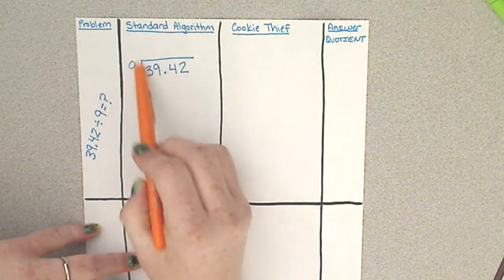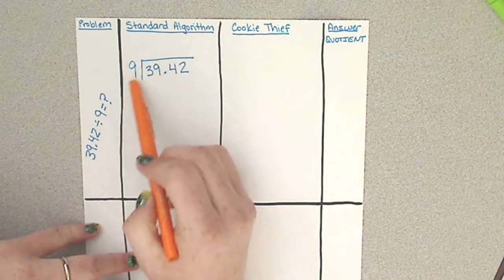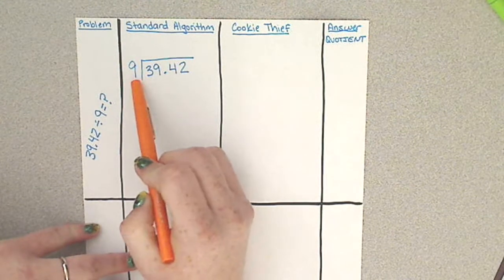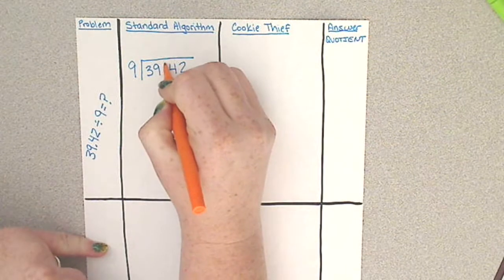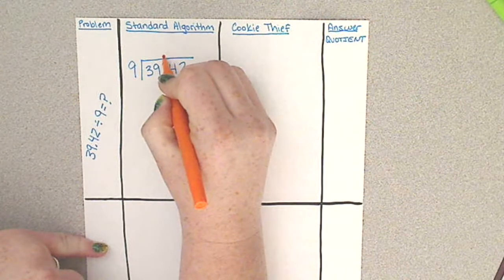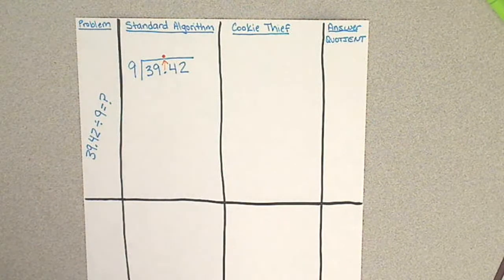There is no decimal in our divisor. It's simply a whole number. So therefore, in our dividend, we're just going to draw an arrow up and drag our decimal up into our quotient, and we're done with it. Now we simply divide like we would normally do with long division.